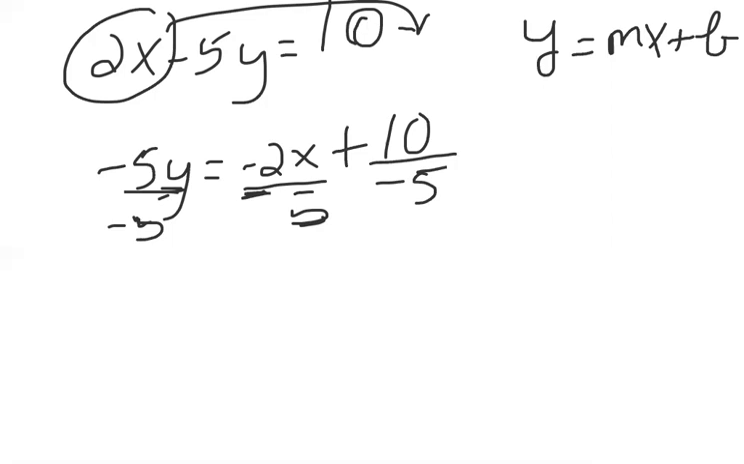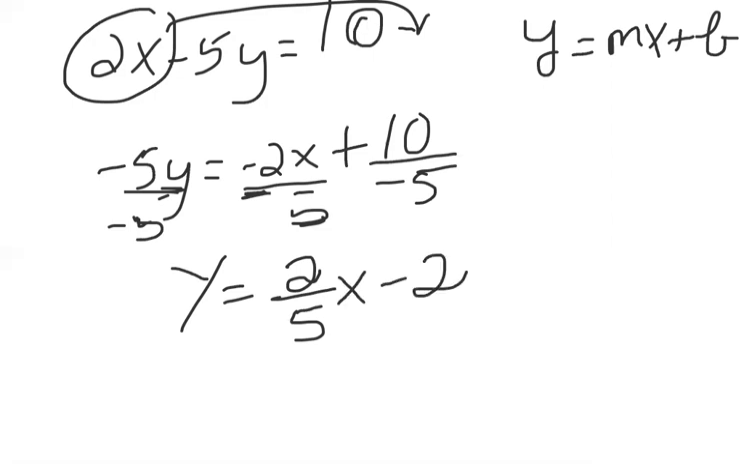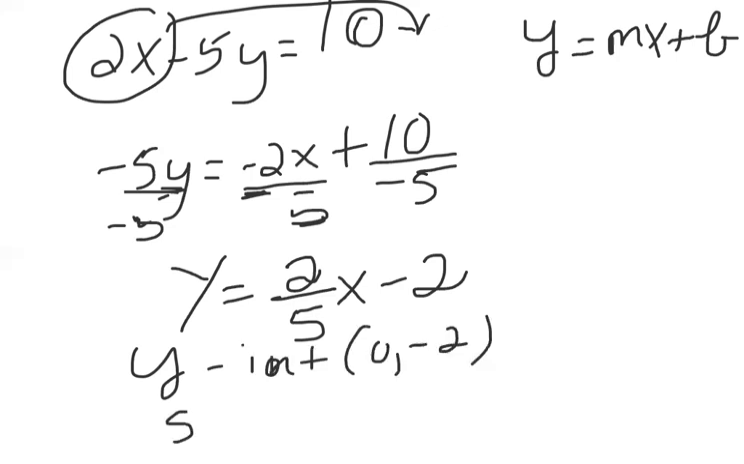All right. And then we're going to simplify this. We get y equals 2/5 x minus 2, because a negative divided by a negative is a positive. Now, it's in slope-intercept form. So your y-intercept is going to be (0, -2). Your slope is going to be 2/5.